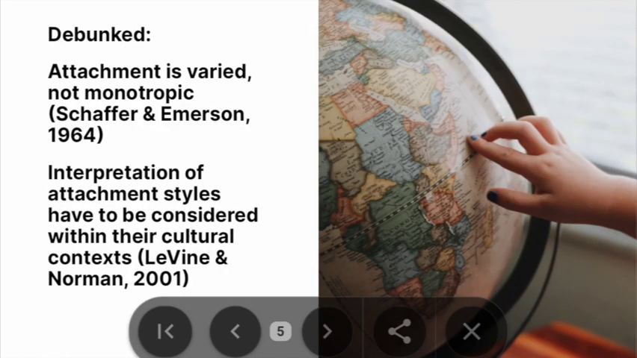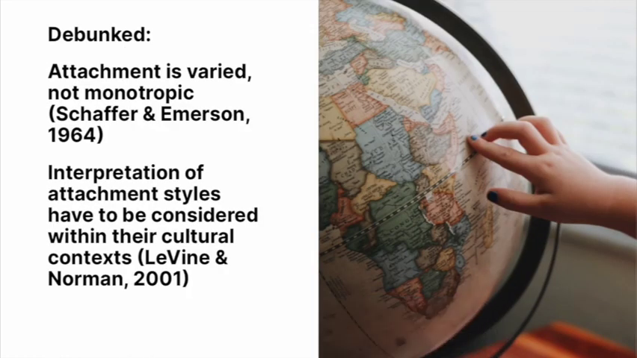Since it has been around for so long, the theory has obviously had a lot of research, and some has been proven, some has been debunked. For instance, in a longitudinal study with 60 children, Schaffer and Emerson debunked Bowlby's view of attachment as monotropic, meaning just one primary caregiver or one primary attachment style. And they showed that children actually form multiple attachments of varying styles depending on who they're with. So it's not just one that is either secure or insecure.